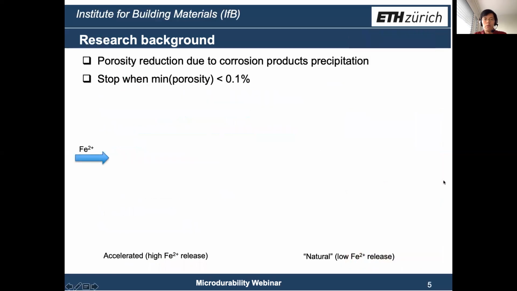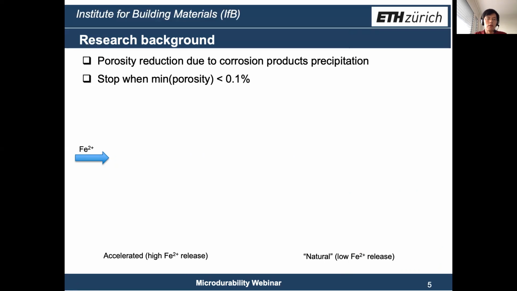The created domain was further used to simulate corrosion product transport and precipitation. Here, I provide two examples of simulation results. We have the steel bar on the left-hand side, which releases Fe2+ ions. We compare two cases. One is an accelerated corrosion condition with high Fe2+ release, and the other is a natural corrosion condition with low Fe2+ release.